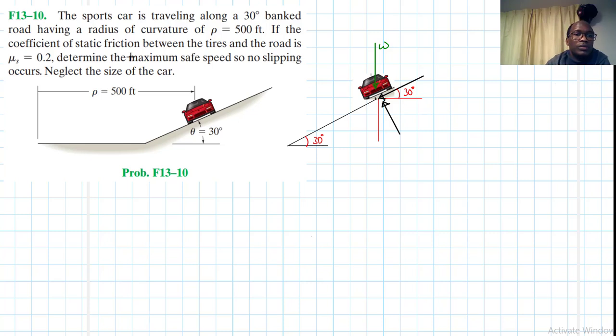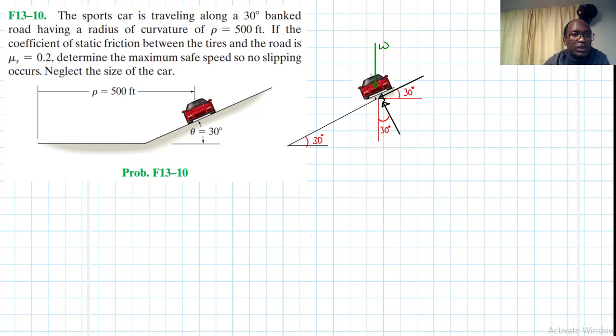Okay. So if this is 30 there, this will be 60. Therefore, this will be 30. Agree? Okay, let's go. Let's write this. So this is 30 also here. Okay. So there we go. So let's write down these components.